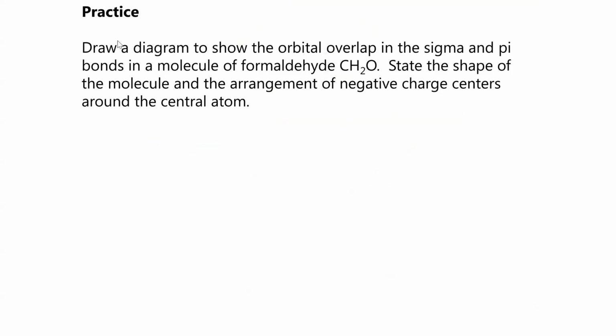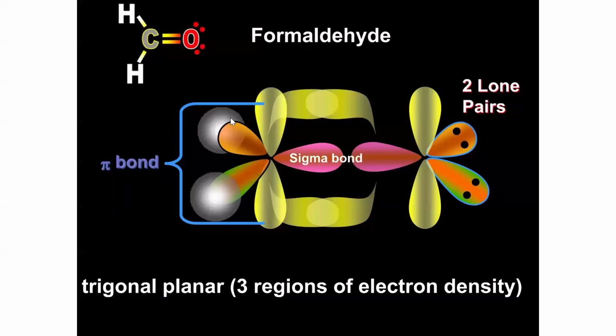Now, let's practice and see. Draw a diagram to show orbital overlap in sigma and pi bonds in a molecule of formaldehyde, CH2O. Then state the shape of the molecule and the arrangement of negative charge centers around the central atom.